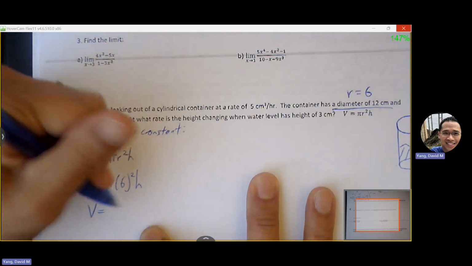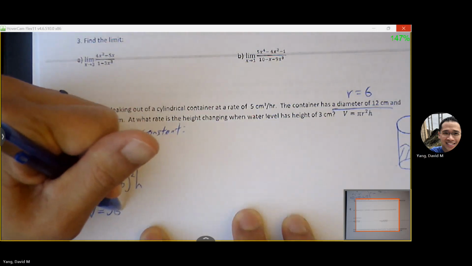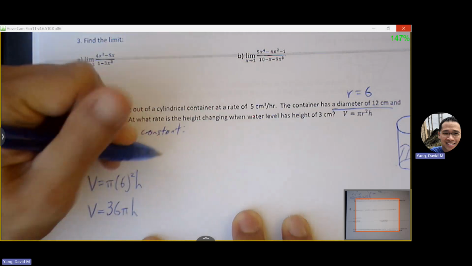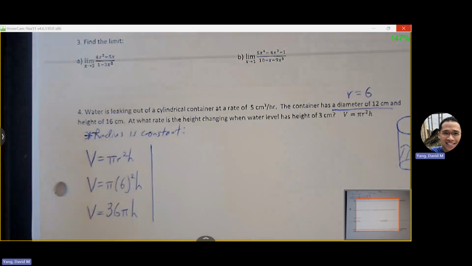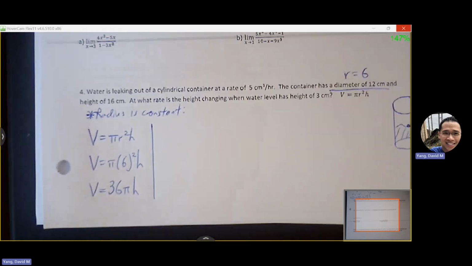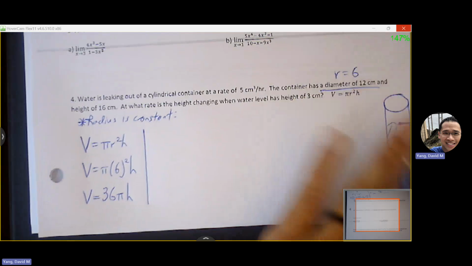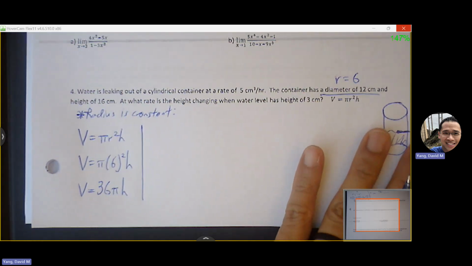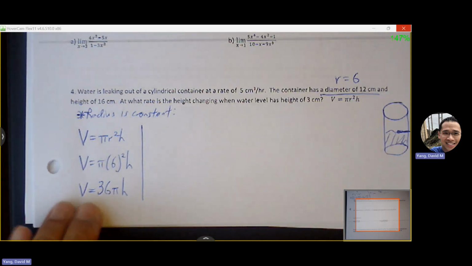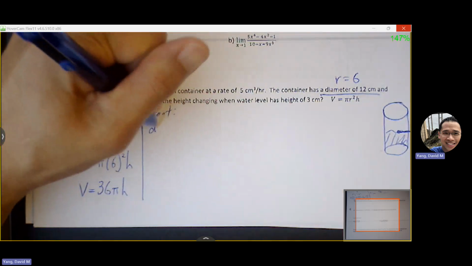And as soon as we replace r in for, or 6 in for r, we can move directly into our derivative process. We don't have to wait and do similar triangles and do a whole bunch of substitution like we do with cones. So it should feel a different but easier process than in cones. Okay, let's go ahead and find our derivative. V becomes dV/dt.